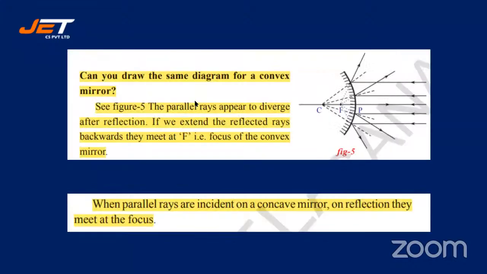So we can do the same thing for convex mirror as well. In convex mirror, after reflection, the rays appear to diverge from focus. And again, the distance between the pole and the focus is called the focal length. The parallel rays appear to diverge after reflection. If we extend the reflected rays backward, they meet at F. That's the focus of the convex mirror.